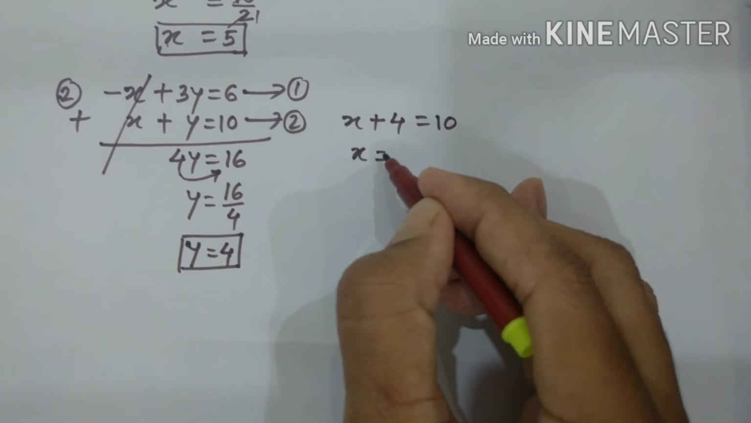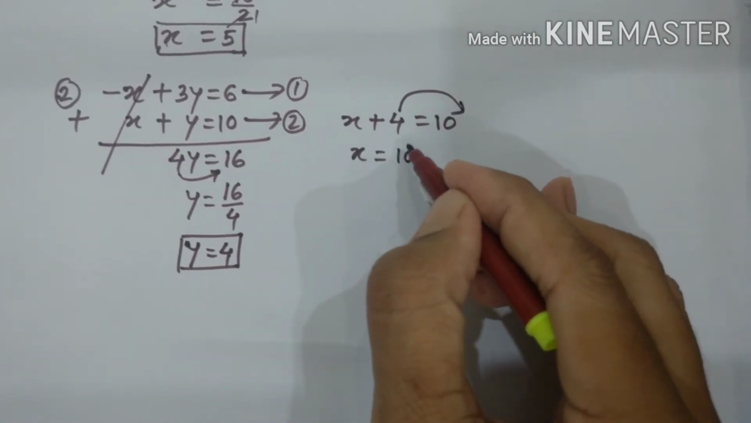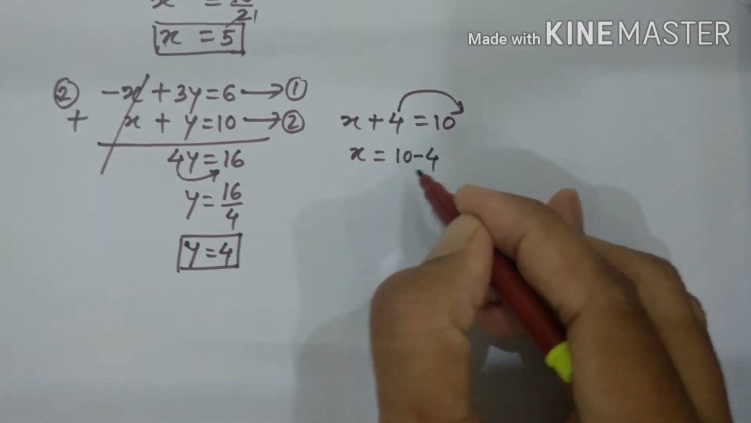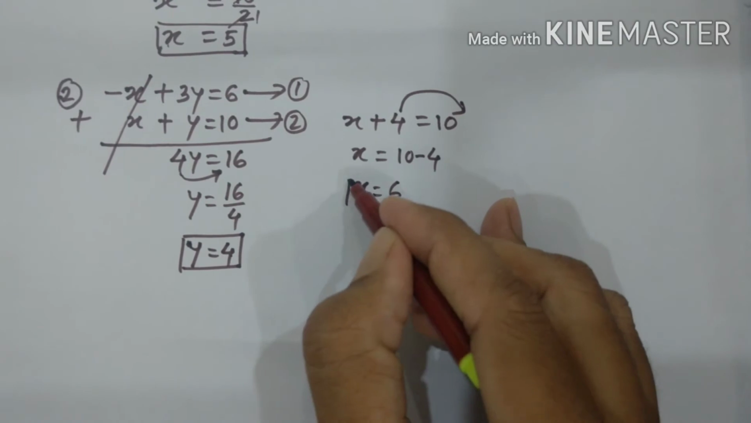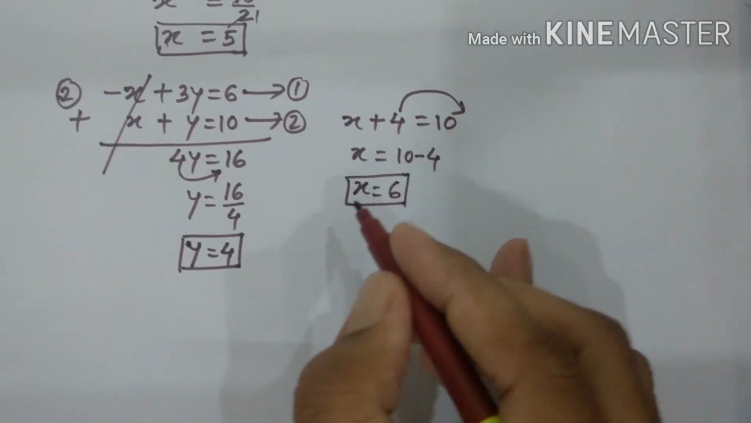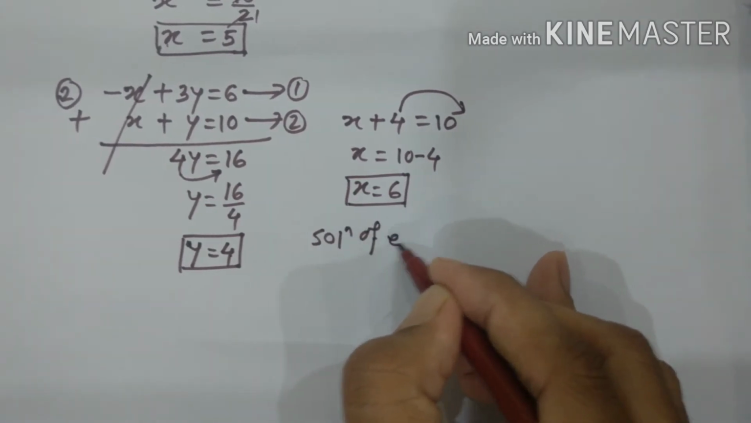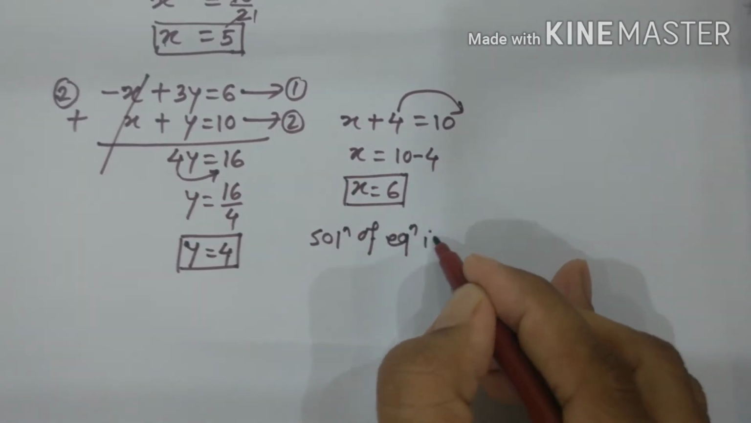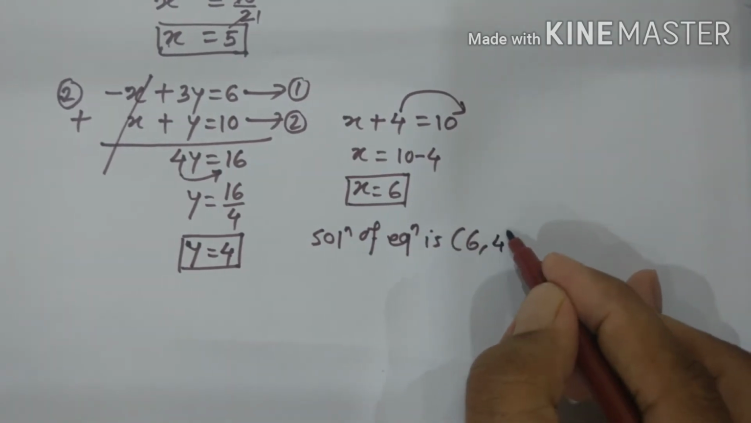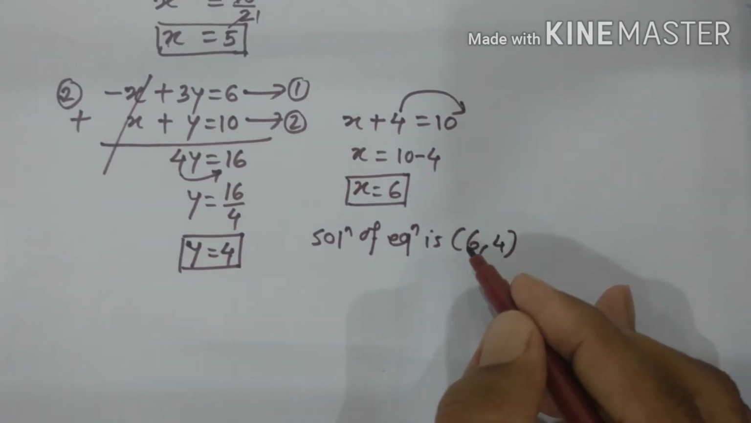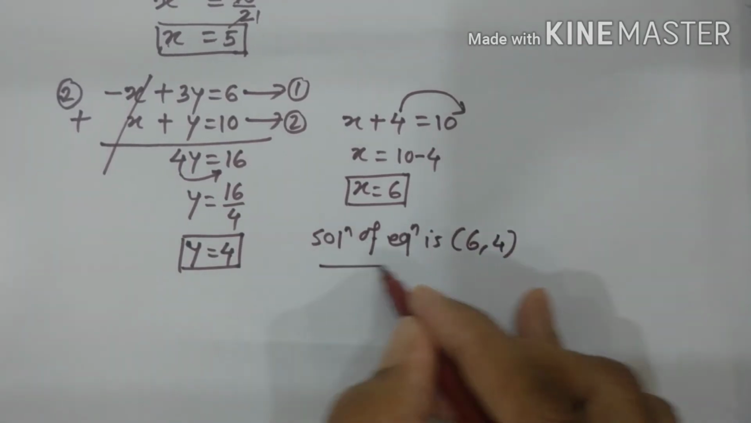Therefore, x equal to, transpose 4 to the right side. Therefore, 10 plus 4 becomes minus 4. Therefore, x equal to 10 minus 4 equal to 6. That is the value of x. Therefore, the solution of the equations is 6, 4. Always write the value of x first and then the value of y. This is the solution of the equations.